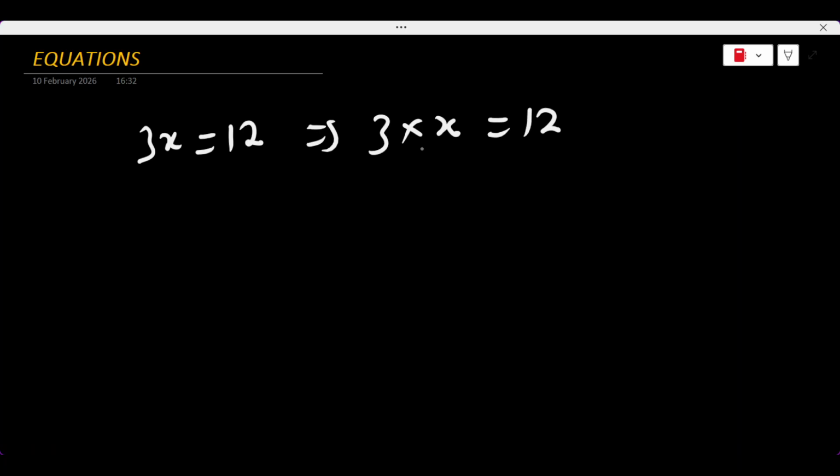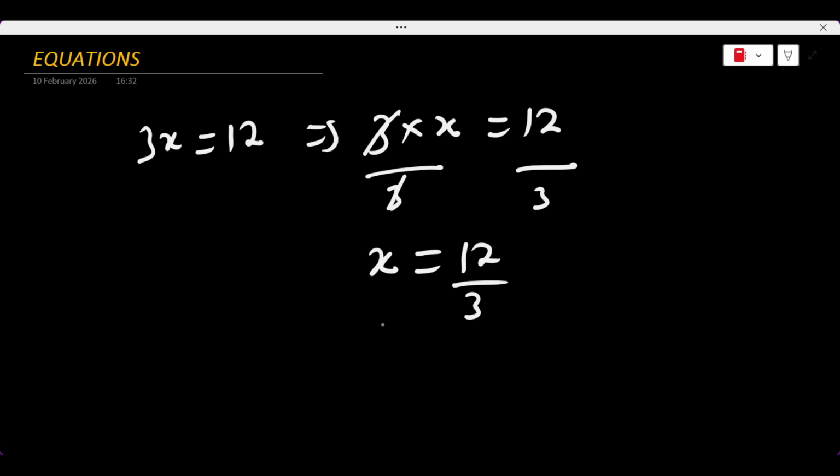So if you want to undo the 3 here, so that the x will stand on its own, you have to use the opposite operation of multiplication, which is equal to what? Division. So you divide by what? By 3, and do the same thing to this side. So this one will cancel this, leaving you what? X. So it will be equal to what? 12 over 3. So x will be equal to 12 over 3 gives us what? 4. I hope that is clear.